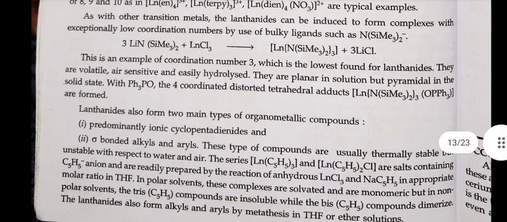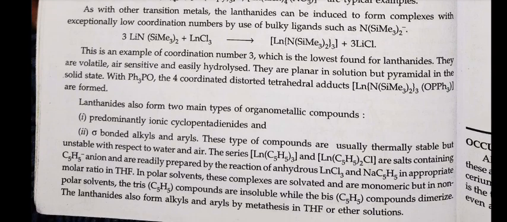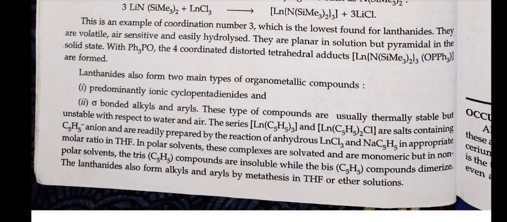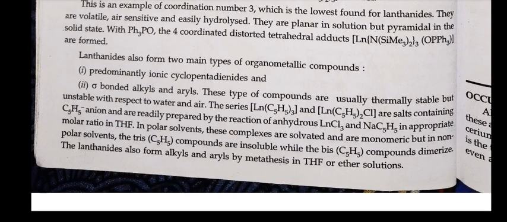As with the other transition elements, lanthanides can be induced to form complexes with exceptionally low coordination number by use of bulky ligands such as N(SiMe3)2 negative. This is an example of coordination number 3, which is the lowest found for lanthanides. They are volatile, air sensitive and easily hydrolyzed. They are planar in solution but pyramidal in the solid state. With Ph3PO, the 4 coordinated distorted tetrahedral adducts are formed.